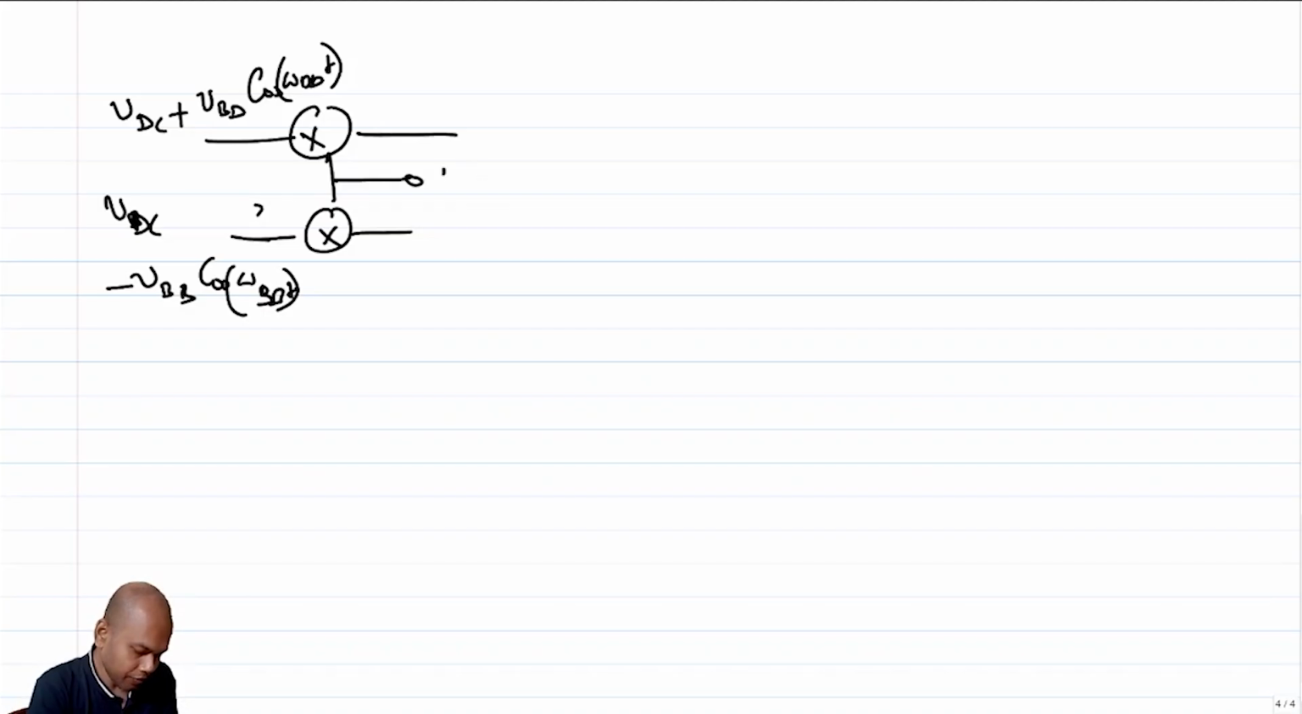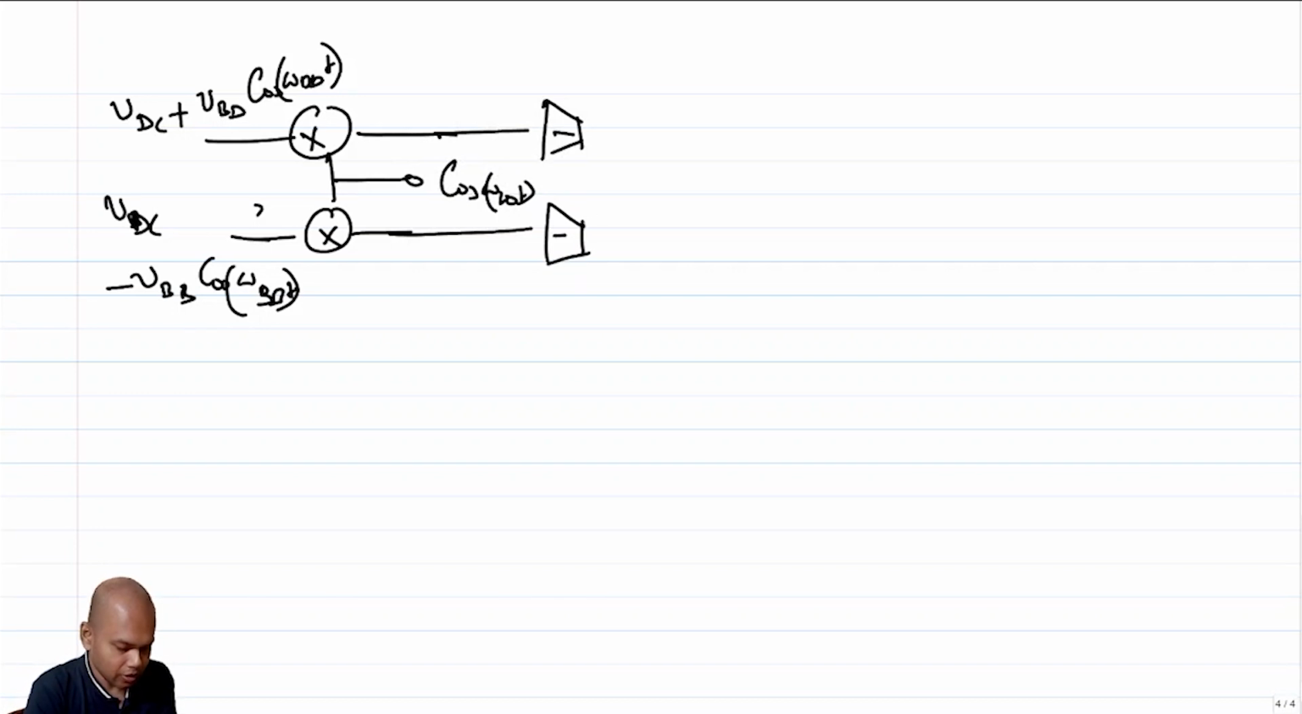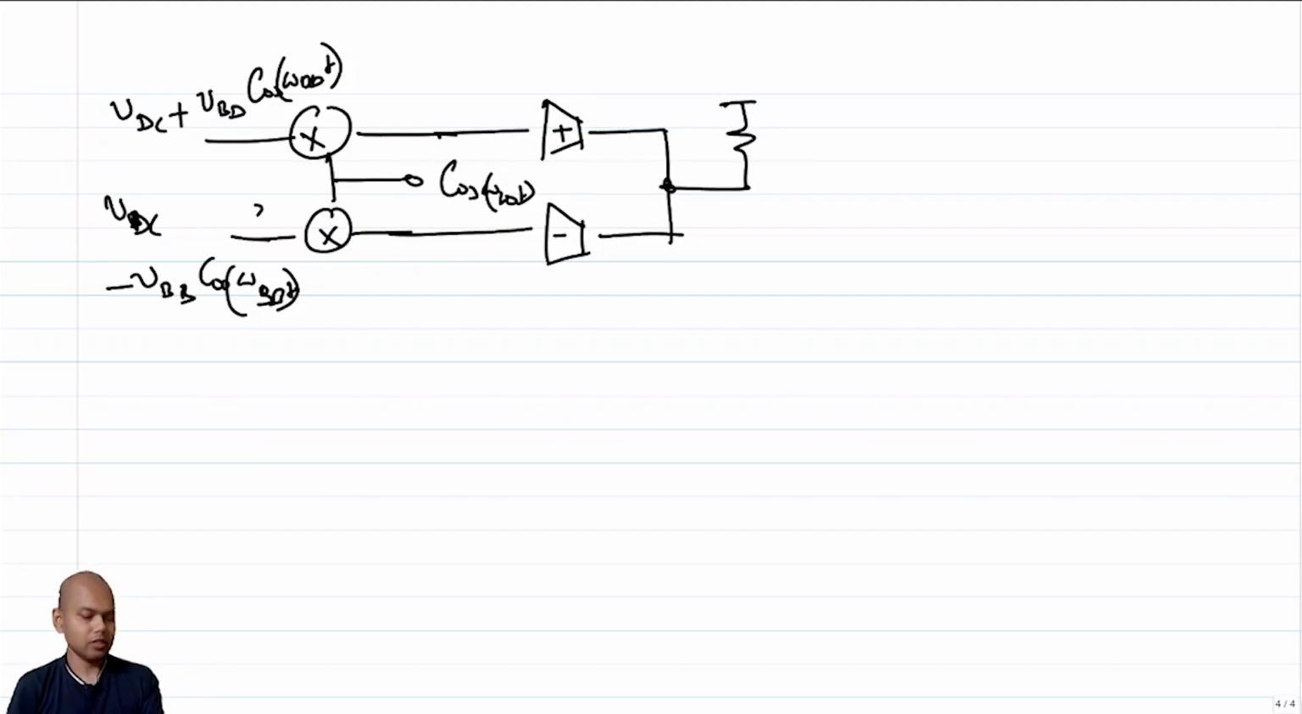And this I am feeding with cosine omega LO t, and this I can maybe send to a voltage controlled current source, output of which I can connect directly because this is the current source, right? And this can be plus, the other can be minus. So I essentially subtract in the current domain and I pass it through a resistor, right? So here I have no omega LO, right? So this is equivalent to a double balanced topology.